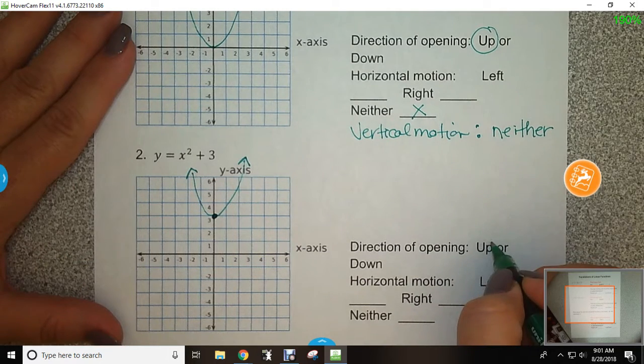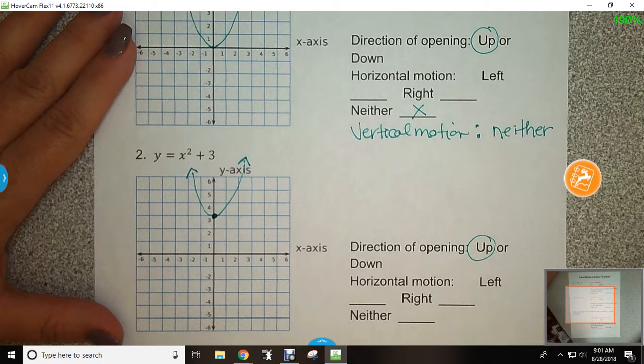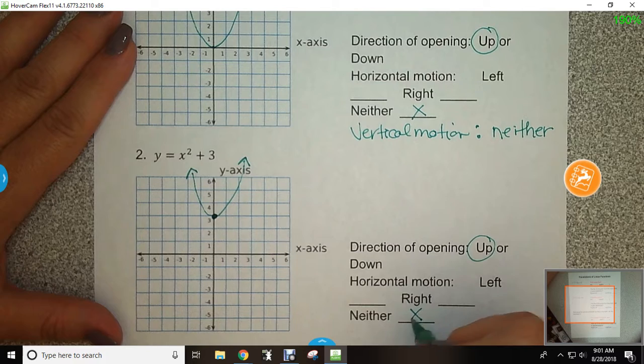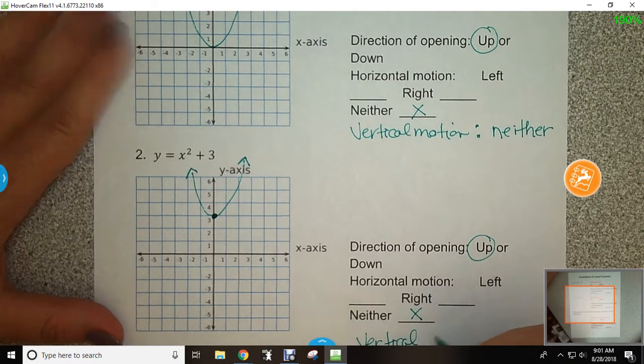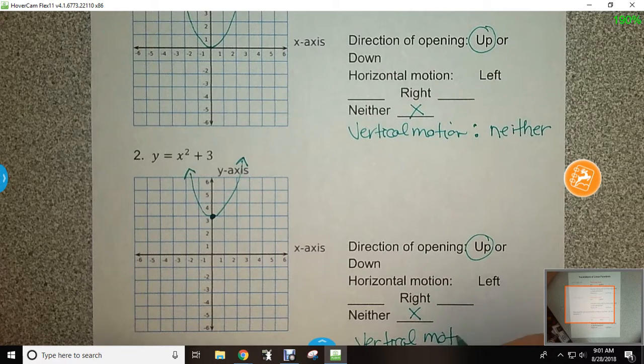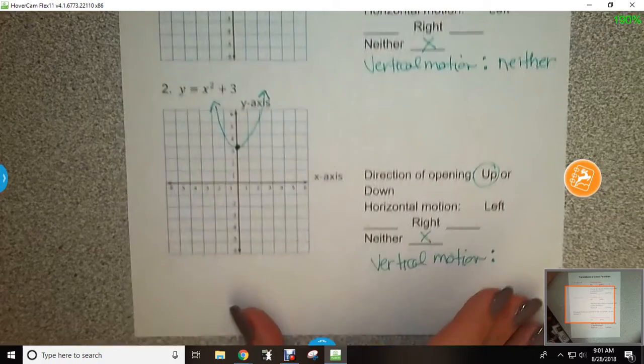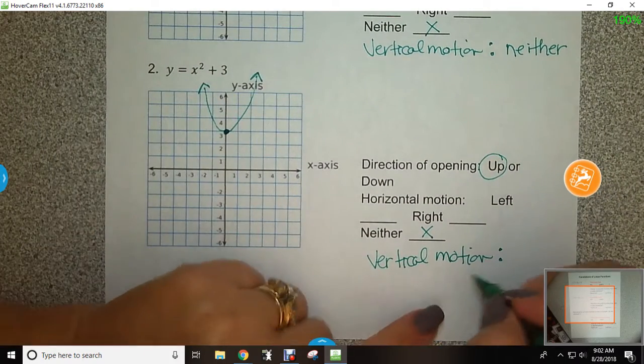So once again, the direction of opening is up. It did not shift left or right from the origin at all, so that's neither. But then your vertical motion, okay, this graph did move up 3. So we're going to add that down here.